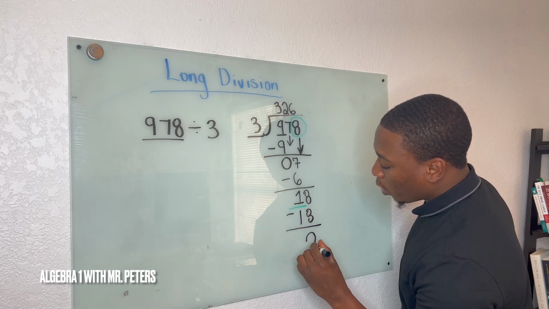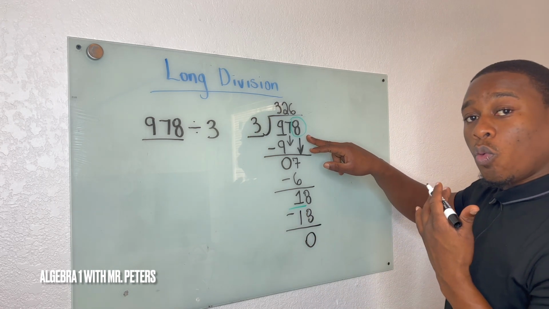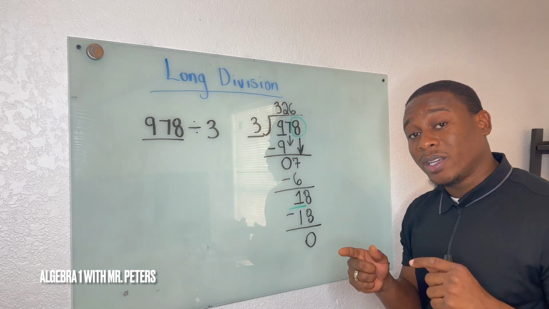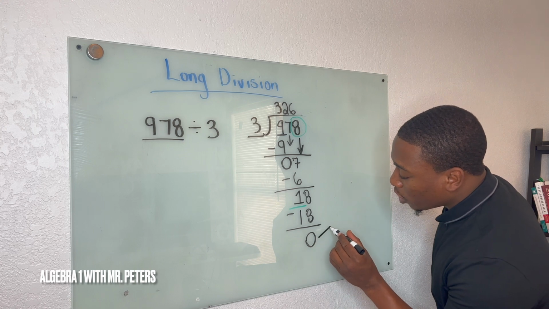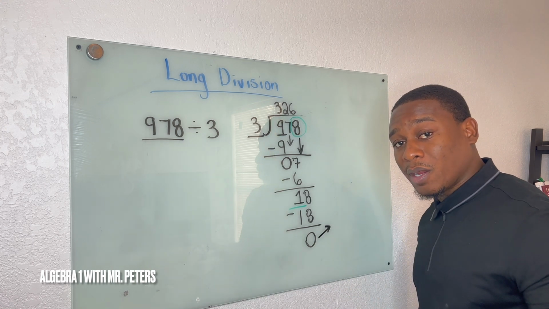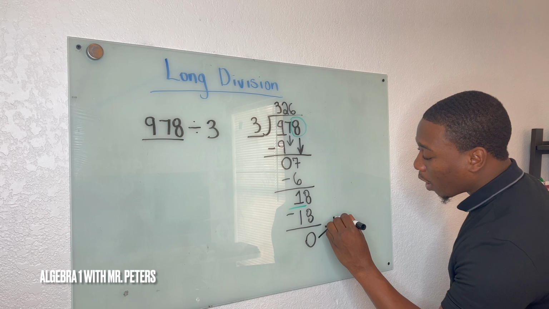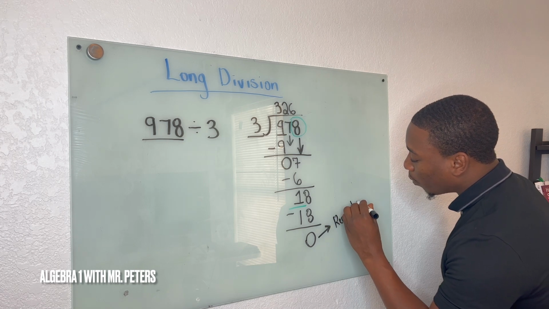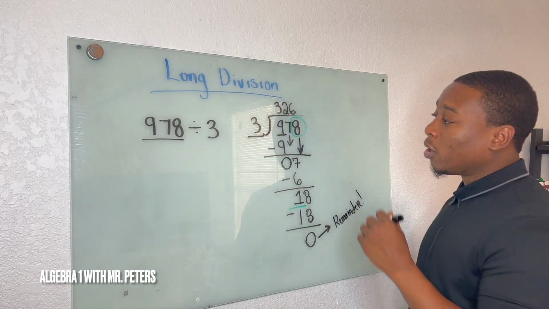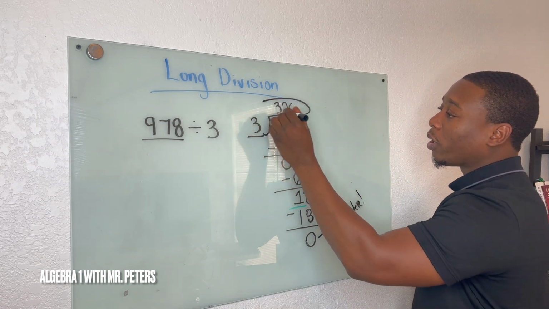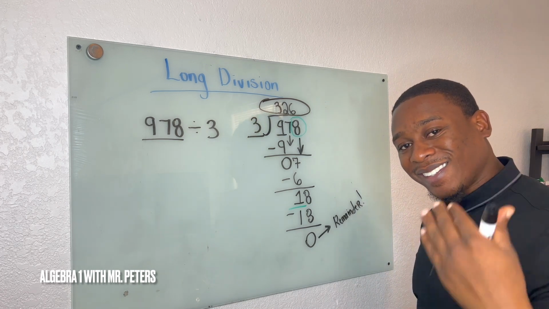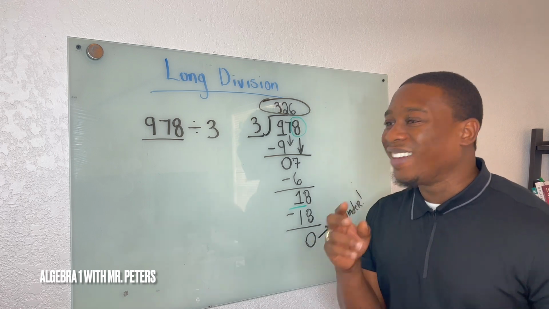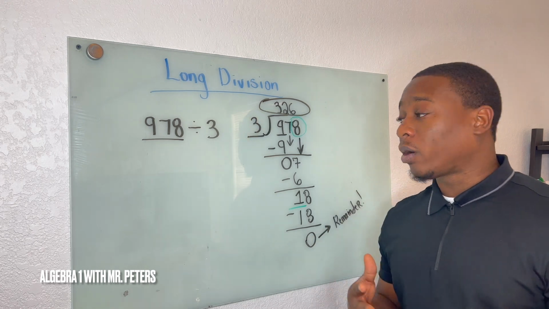And what we know is there's no more digits for us to divide by. So at this moment here, guys, we are done. And when we finish this problem, meaning we can't divide anymore, just understand that this would be our remainder. And for this video purpose, there is no remainder. So our answer would be 326.